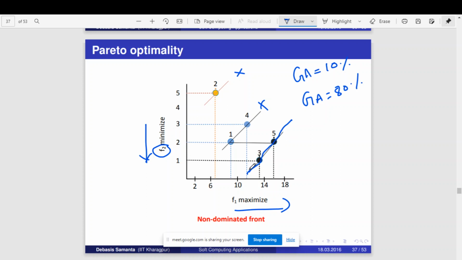Right. So this is a Pareto optimal front. Similarly, if you see this line, what about 1 and 4? Could you say 4 is better than 1 or 1 is better than 4?